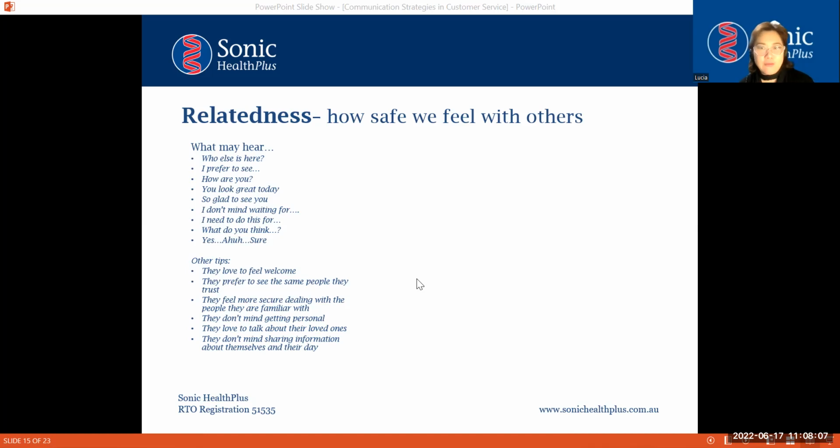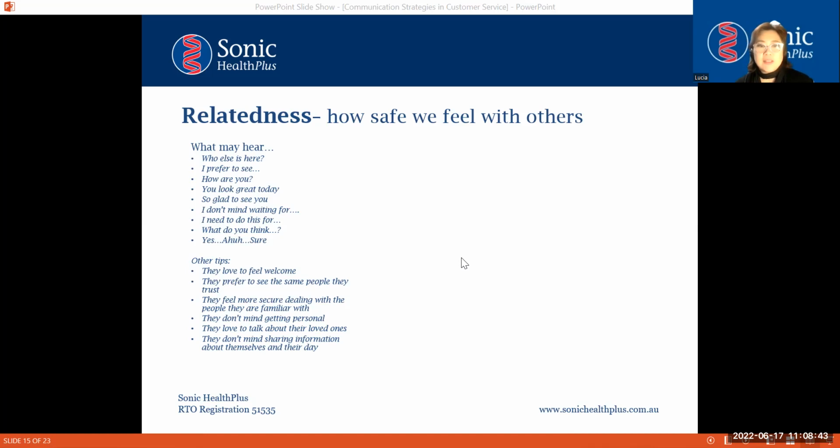I don't mind waiting, because they want to see the person that they want to see. I need to do this for. It's always like they're there to do something for someone else. What do you think? So they love to get consensus of others. Yes. Sure. So they're kind of a bit like, not really a pushover, but they could be. But they want to make you feel welcome, and they want to make you feel that they're listening to you, because they love to have positive relationships with people. They love to feel welcome and make others feel welcome.